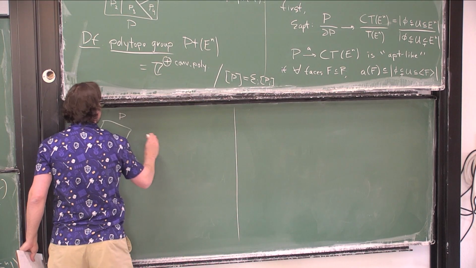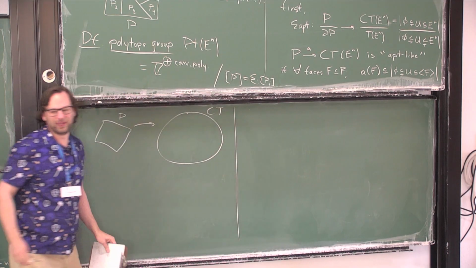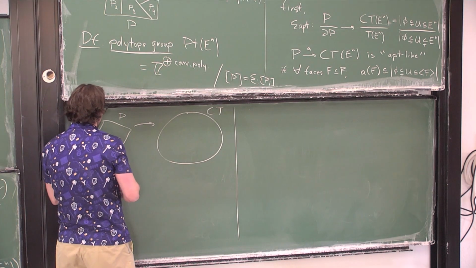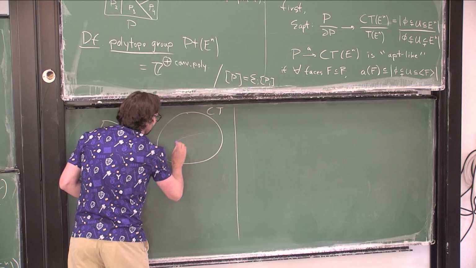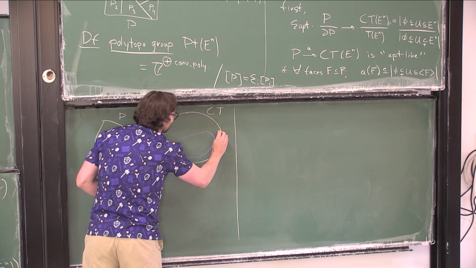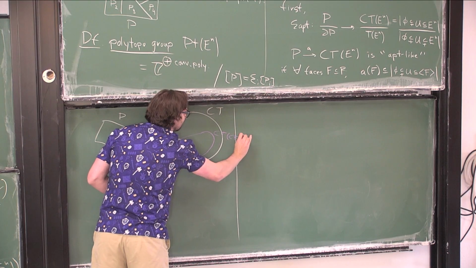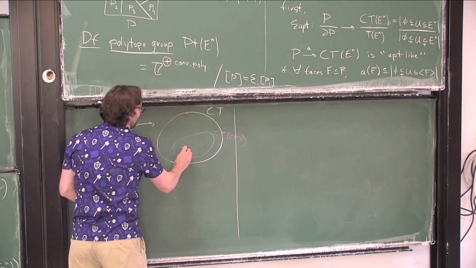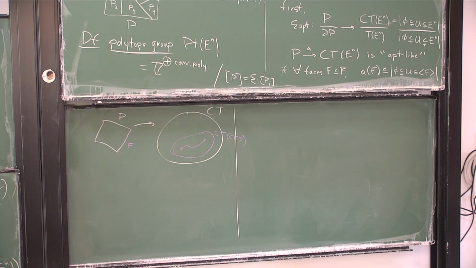Okay, so this is my polytope P, and P has to go somewhere in this contractible space. My condition is telling me that for any face F, there's some kind of designated playground for F. F is only allowed to go somewhere there. It can go wherever it wants, but it has to stay in that subcomplex.